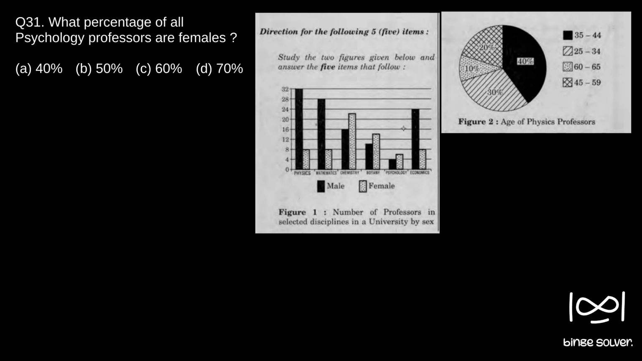So question 31. What percentage of all psychology professors are females? If you see psychology professors, the axis is 0, 4, 8. Every line is 4 apart, and females are halfway between 4 and 8, which becomes 6. So there are 6 females and males are 4. So there are 10 psychology professors in total, and 6 of 10 are females. So that becomes 60%. 60% of them are female. So the correct answer is C.